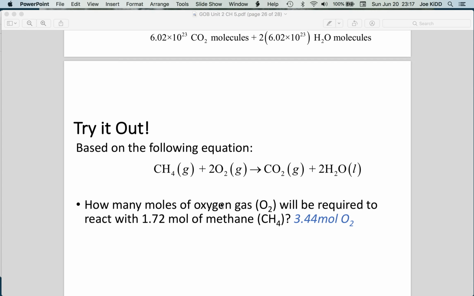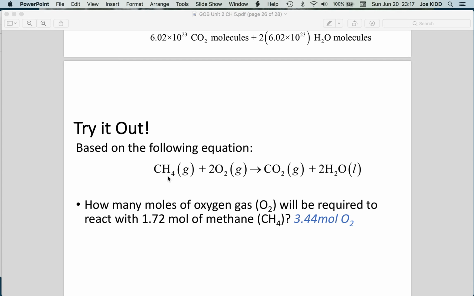So I'd like you to go ahead and try and utilize that balancing to try and figure out what we have going on here. We're told we have how many moles of oxygen gas, how many moles of this guy are we going to need to react with 1.72 moles of this guy. So what we have to do is first, before anything else, we want to make sure we have a balanced chemical equation. I see 1 carbon on this side, 1 carbon on this side, 4 hydrogens on this side, 4 hydrogens on this side, 4 oxygens here, 2 of them here, 2 of them here. So we have a balanced chemical equation. That's always the most important thing we first need to do.